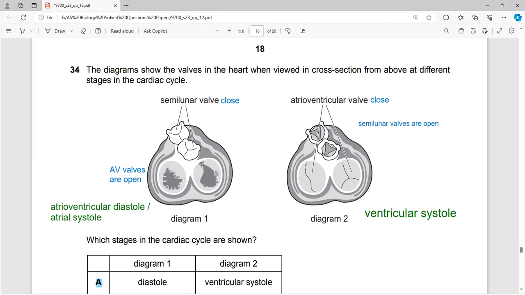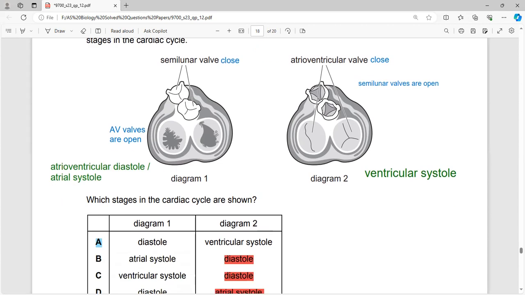What about in diagram 2? You can see that the atrioventricular valves are closed. What about the semilunar valves? They are open. So if the semilunar valves are open, what does it mean? There is only one possibility, ventricular systole. If there is a high pressure in the ventricle, the blood is moving from the ventricle to outside of the heart, into the aorta and pulmonary artery. So that's why it's the only possibility. So we're going to check the options related to that.